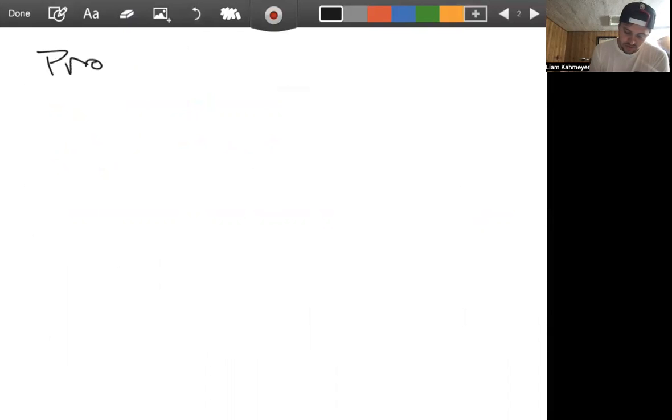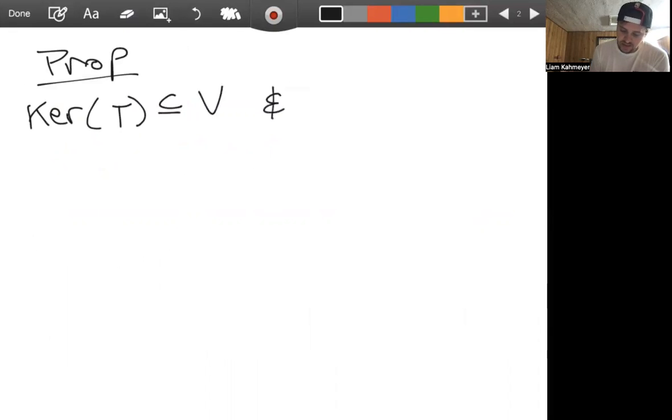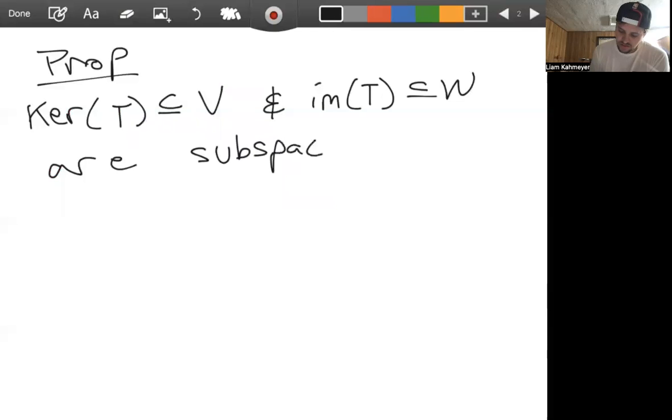Whoops, getting ahead of myself to the proof. So here's the proposition. It's that the kernel contained in V and the image contained in W are necessarily subspaces. So here you can see what I'm saying is that the kernel is a subspace of V and the image is a subspace of W. Let's prove this.